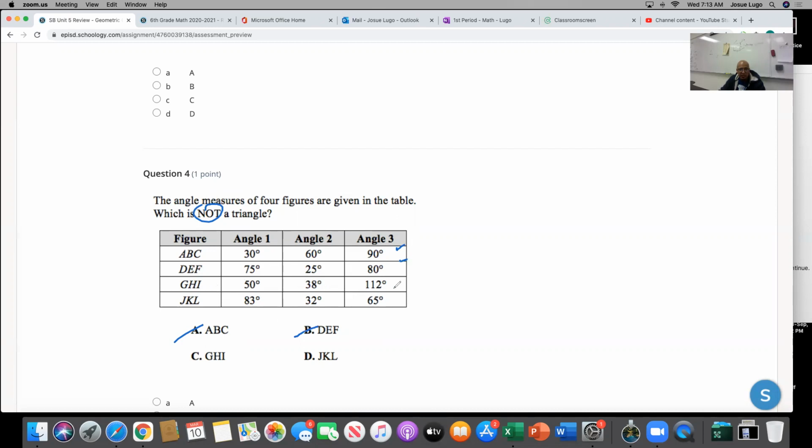GHI, 50, 38, 112. Let's add those together. 112 plus 38 is 150, plus 50, ladies and gentlemen, that is 200. So that one doesn't seem to be a triangle. I believe that's going to be my answer. Let's just do this other one real quick. 83 plus 32 is 115, plus 65, ladies and gentlemen, that is 180. The answer is C. That's the only one that is not 180 degrees, right? So that's the answer.